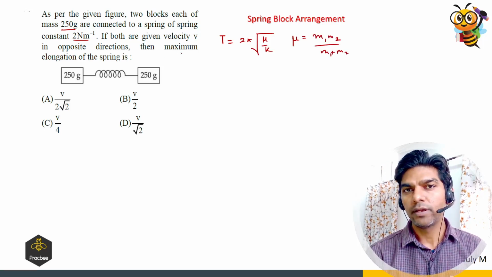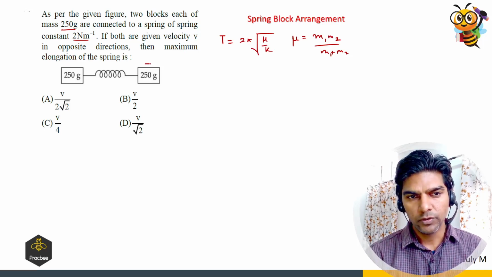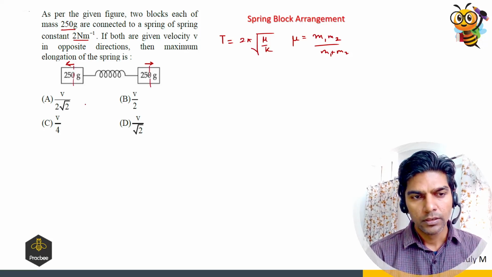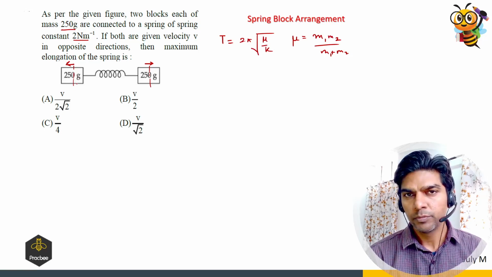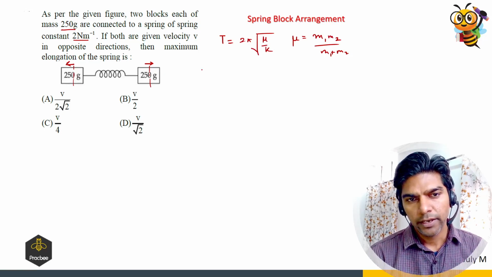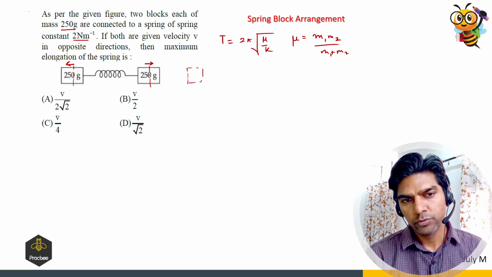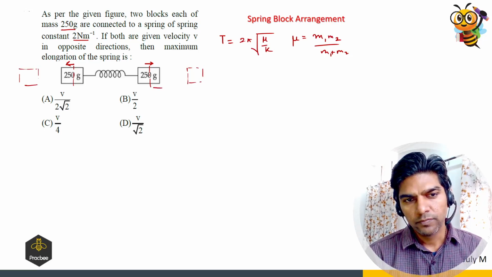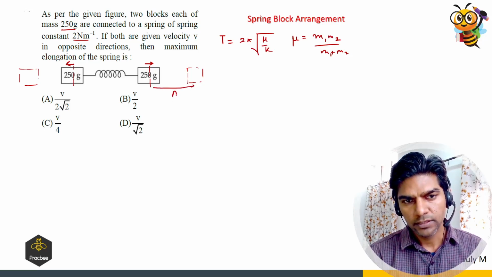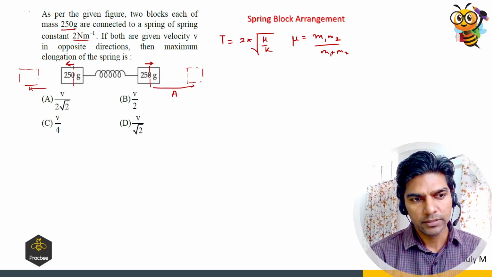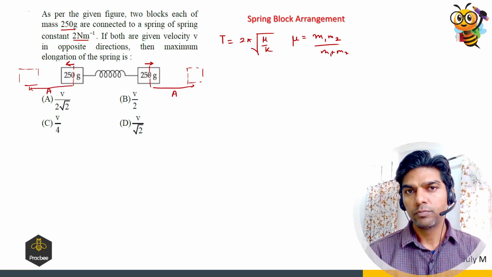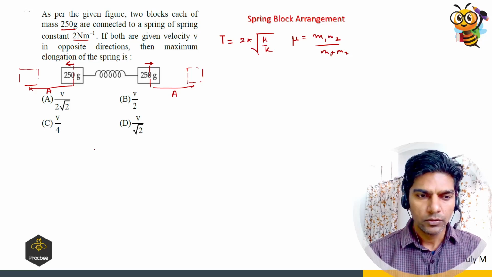But in this question, we have to find the maximum elongation. Now, when we give velocity v in the opposite direction, both have speed v in the opposite direction, then we can say these are their equilibrium positions, where they have the maximum kinetic energy. And let us say this is the extreme position for the right block, and this is the extreme position for the left block. So if this displacement is A, since both have the same mass, this displacement is also A. So if you are able to find A, if you double that, we'll get the maximum elongation in the spring. So let us first find A.